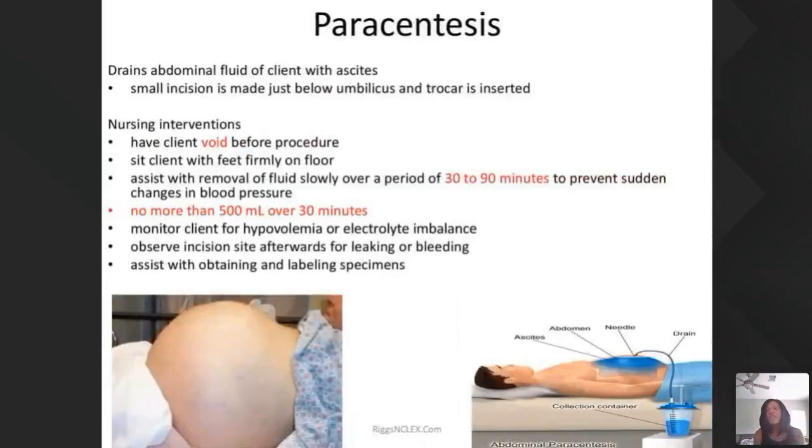All right, another type of test or procedure, paracentesis. I talked a little bit about thoracentesis earlier, different aspiration of fluid. This one is a little more in depth, which is why it's in this area. We're going to drain the abdominal fluid from clients that have what we call ascites. When you have liver failure, you're at risk of ascites. The physician, by the way, does this.